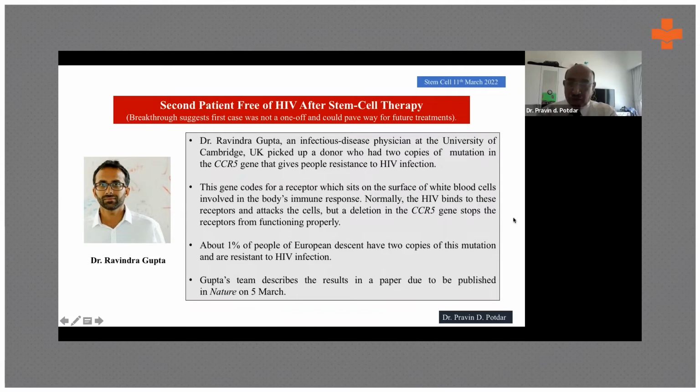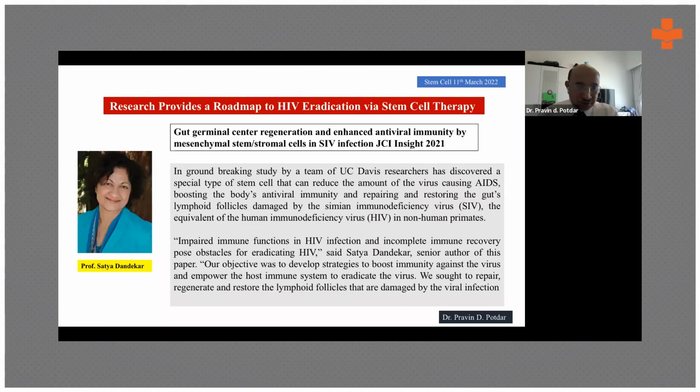So this is really a good work of Dr. Gupta, and that's why I want to mention it here. And this is the work of Satya Dandekar, who also seems to be an Indian professor, but maybe she is a US citizen. So she has done work at UC Davis. Her concept is really fantastic. See how clinicians and scientists work together to get better results.